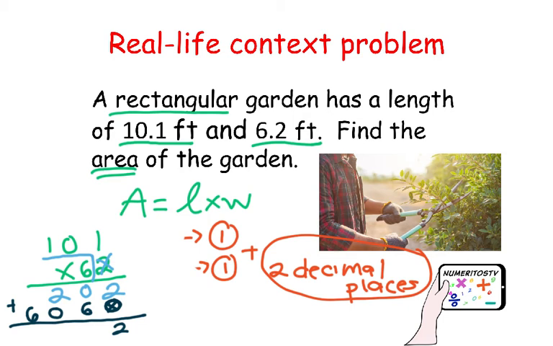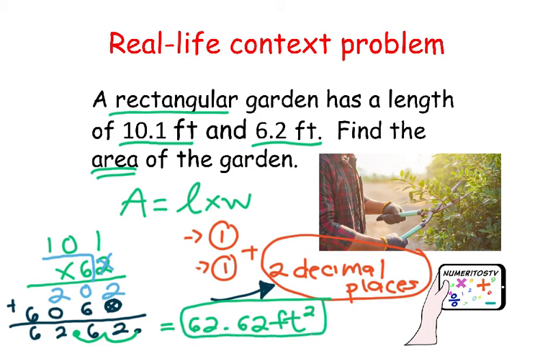2 plus nothing, that's 2. 0 plus 6, 6. 2 plus 0 is 2. And then my 6. So right now my answer is 6,262. That means that my decimal is after the 2 because this is my whole number right now. But I need to come back, check how many decimal places I need to bring back. In this case 2. So from here I bring that decimal back. 1, 2. So my final answer is going to be 62.62 feet squared. So this will be the area of my rectangular garden.